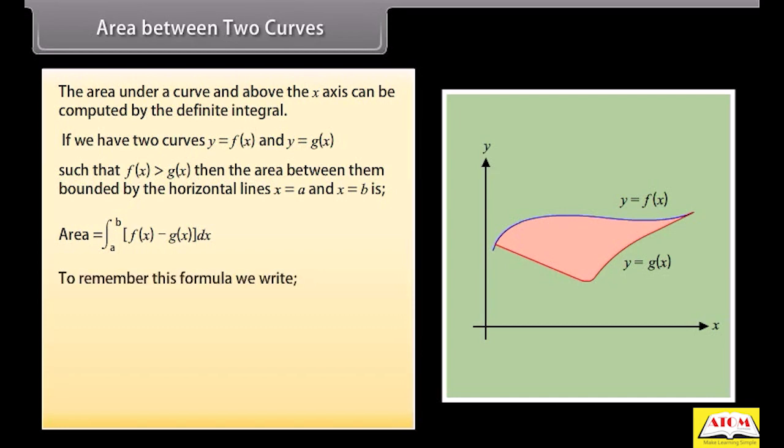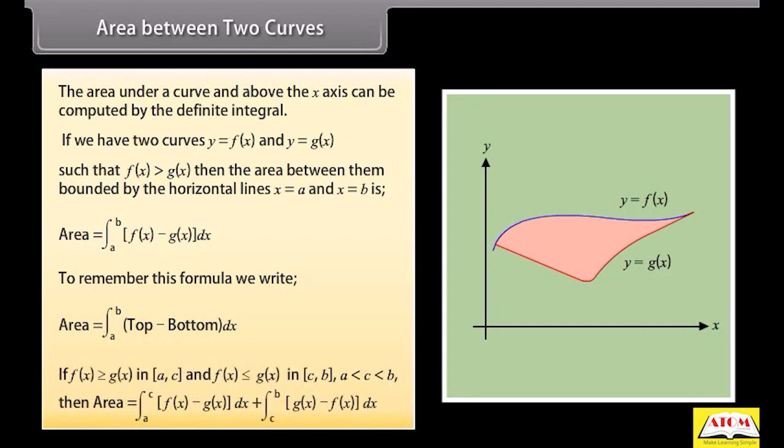To remember this formula, we write area is equal to the integral from a to b of top minus bottom with respect to x. If f of x is greater than or equal to g of x in [a, c], and f of x is less than or equal to g of x in [c, b], where a is less than c is less than b, then area is equal to the integral from a to c of f of x minus g of x with respect to x plus the integral from c to b of g of x minus f of x with respect to x.